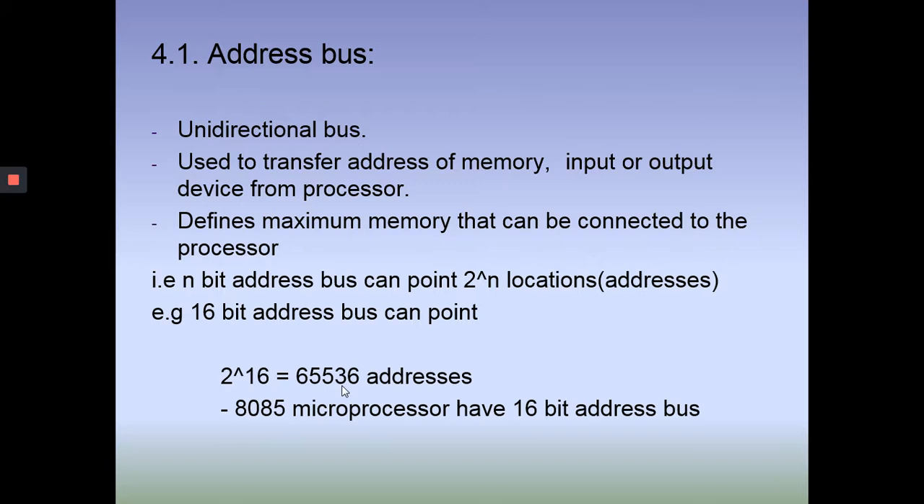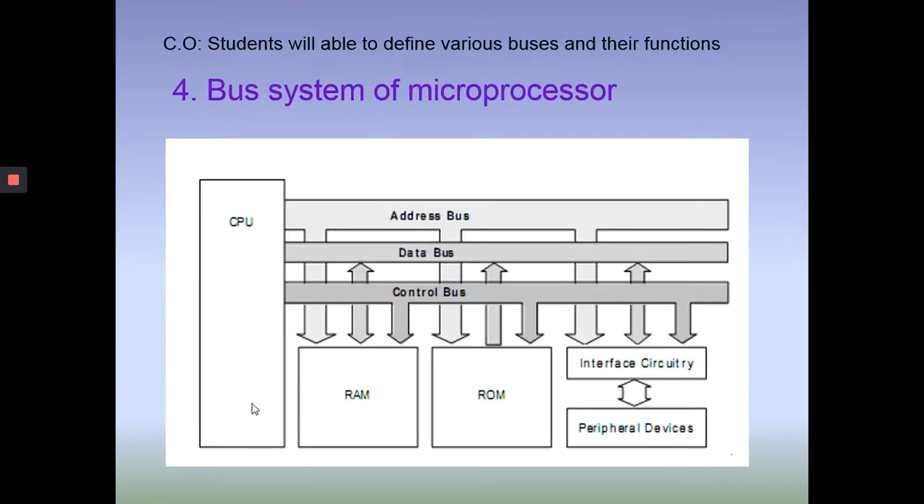And the 8085 microprocessor has a 16-bit address bus. So simply we can say in the 8085 microprocessor, as the address bus size is 16 bits, at a time the microprocessor can place 16 bits on the address bus for identifying any address. So a total of 2^16, that is 65,536 addresses, can be pointed to by the 8085 microprocessor. This is about the address bus. Now next we are moving to the data bus. Look at this data bus here.